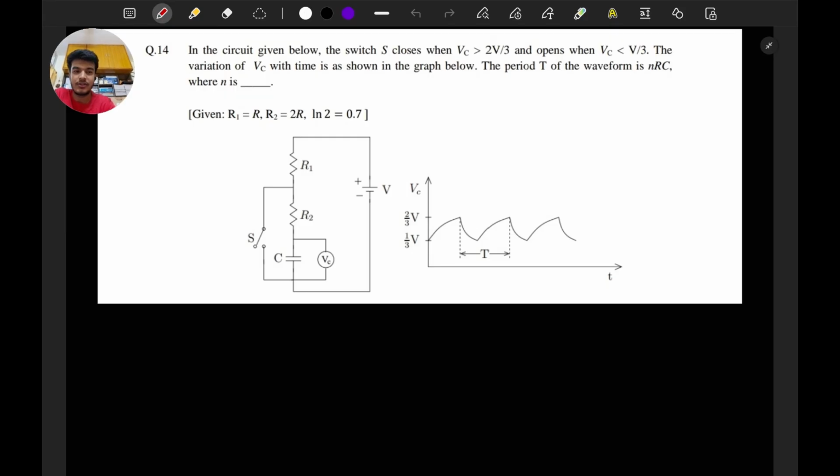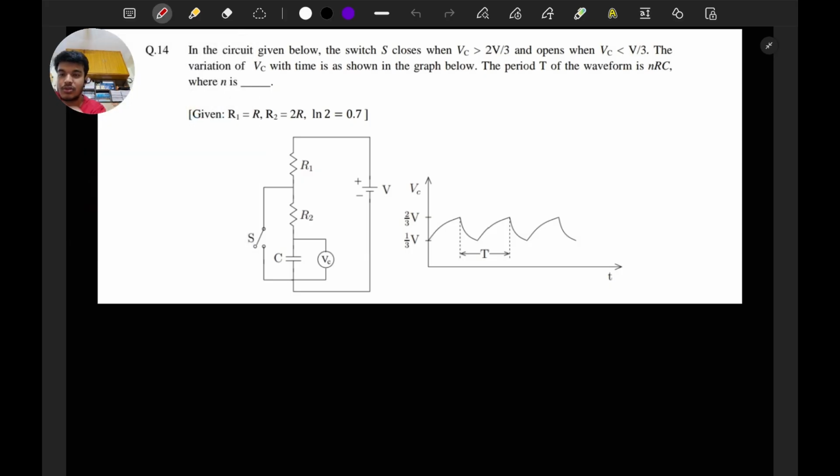So let's start with question number 14 in section 3. This says, in the circuit given below, the switch S closes when VC is greater than 2V by 3 and opens when VC is less than V by 3. The variation of VC with time is as shown in the graph below. So the period T of the waveform is nRC, where n is.